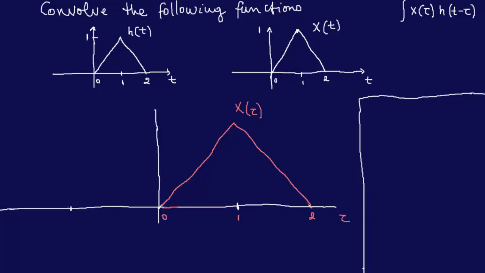So it goes from 0 to 2, and over here we have a 1. We can keep x of tau, x of t, and then shift h of t. It's the same thing anyway. The first thing we have to do, again, is change the t's to tau's, because we are trying to multiply the two functions. Once we do that, then we're going to start flipping.